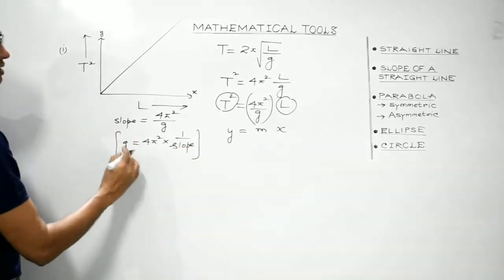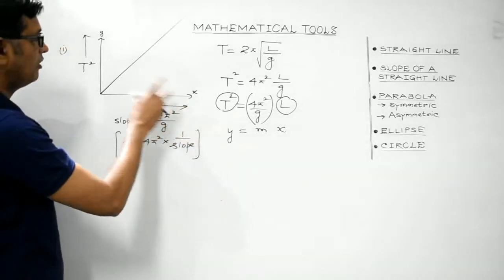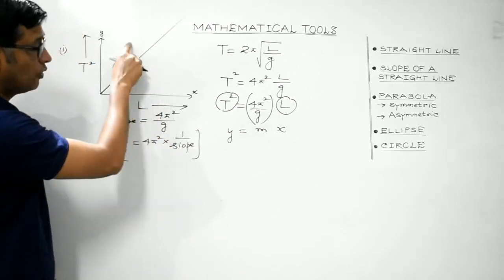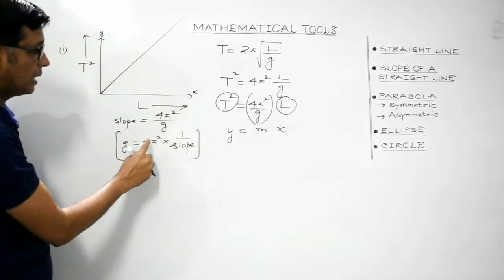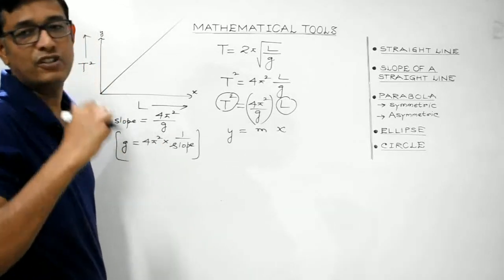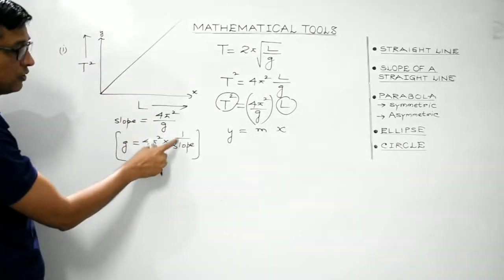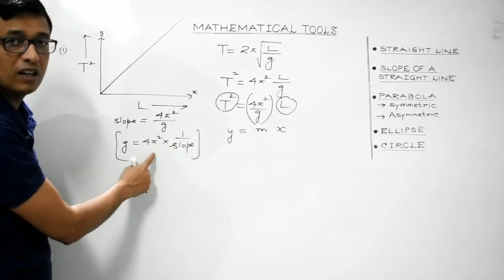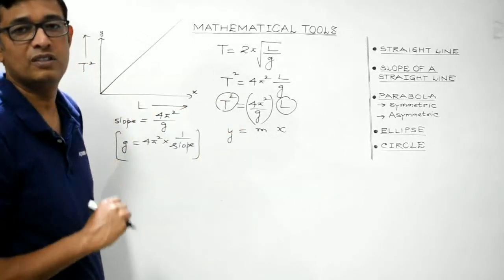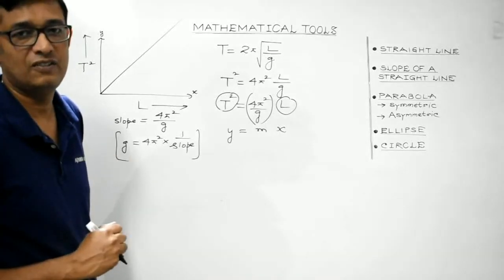So try to understand the significance of the graphical study. By plotting the graph between T square and L, we will get a straight line, and the reciprocal of the slope of this graph when multiplied by 4 pi square, that, students, will give us the value of acceleration due to gravity. Again I repeat, the reciprocal of the slope multiplied by 4 pi square will give us the value of acceleration due to gravity at that particular place. So there lies the significance of the graphical study, right?